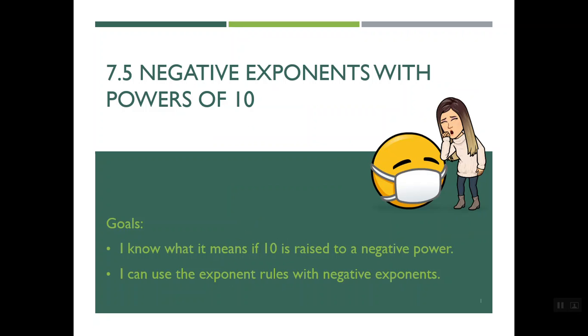But today's lesson is called 7.5 Negative Exponents with Powers of 10. You have two goals to write down, please. One is that I know what it means if 10 is raised to a negative power, and I can use the exponent rules with negative exponents. What's kind of nice about this lesson is yesterday I think it was Josh who had asked if exponents can be negative, so here's your lesson on that.